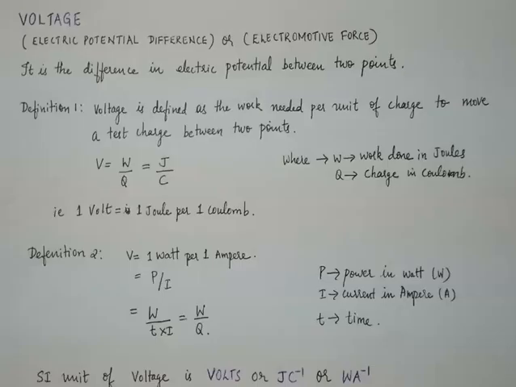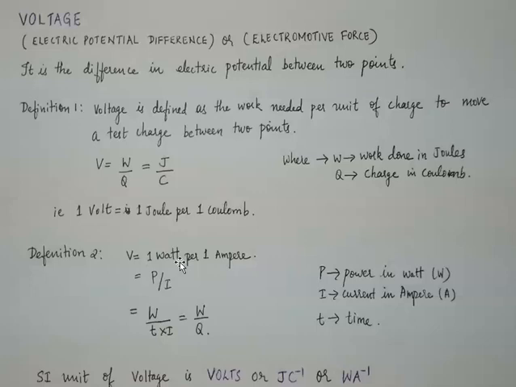So what is voltage? It is the electric potential difference or electromotive force, known as EMF. It is the difference in electric potential between two points. So we can define voltage as work needed per unit of charge to move a test charge between 2 points. So V is equal to work done in joules by charge in coulomb. So 1 volt is equal to 1 joule per 1 coulomb.